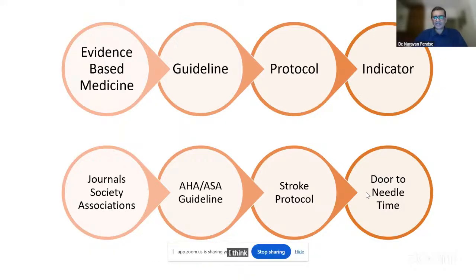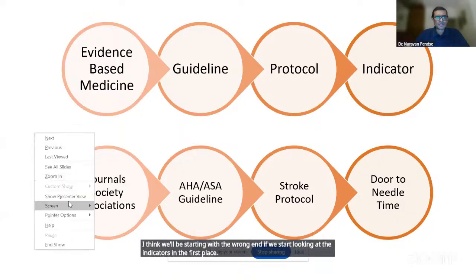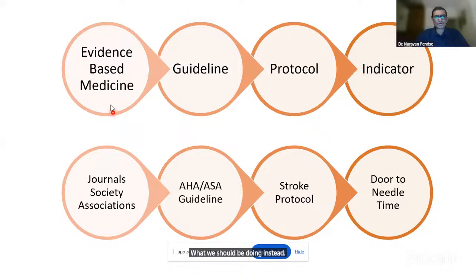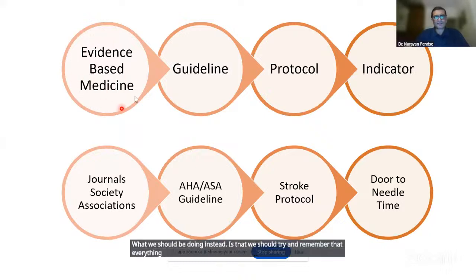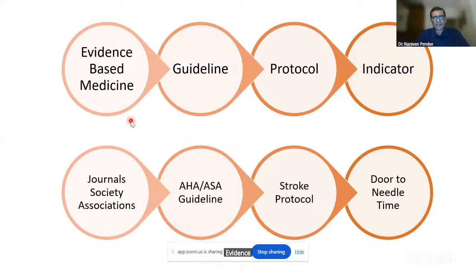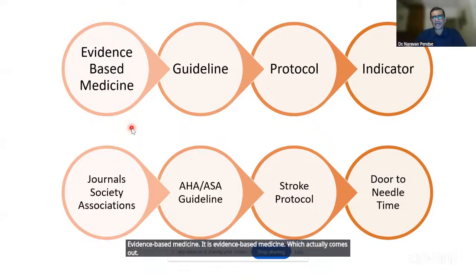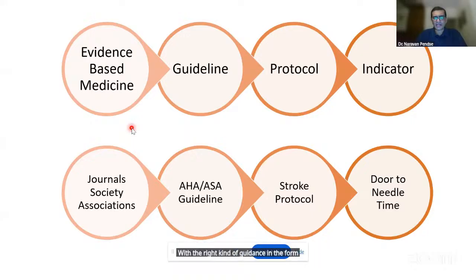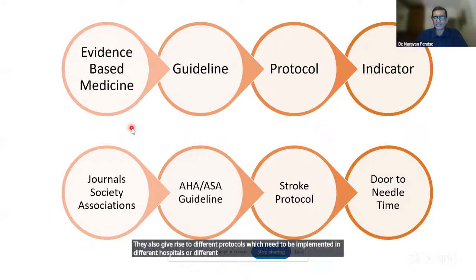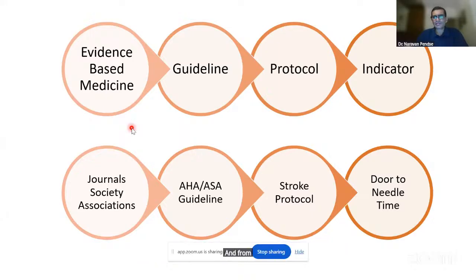I think we'll be starting with the wrong end if we start looking at the indicators in the first place. What we should be doing instead is remembering that everything starts from evidence based medicine. It is evidence based medicine which actually comes out with the right kind of guidance in the form of guidelines, which help steward or foster the correct practice to be followed. They also give rise to different protocols which need to be implemented in different hospitals or different specialities. And from these protocols come indicators.